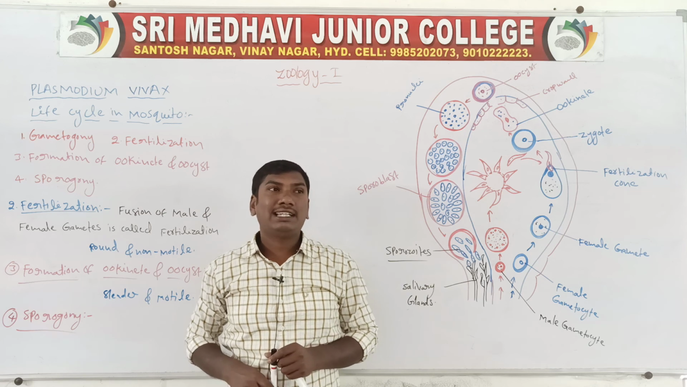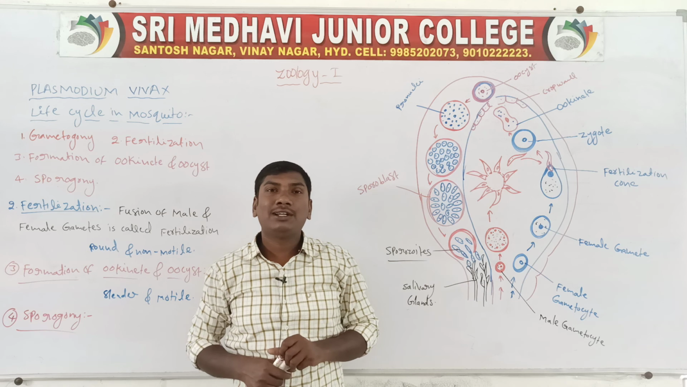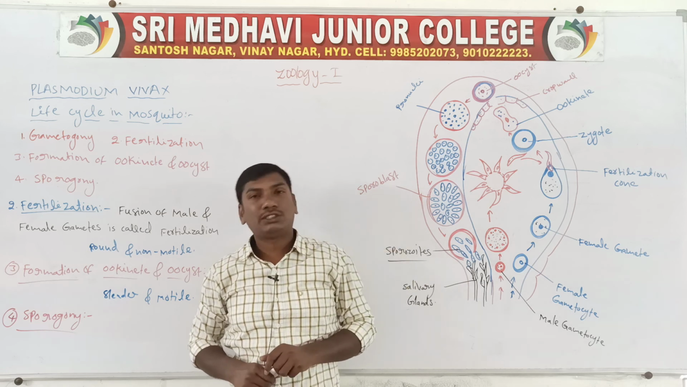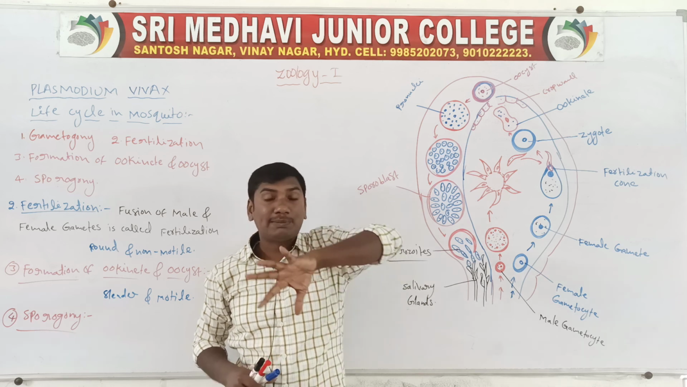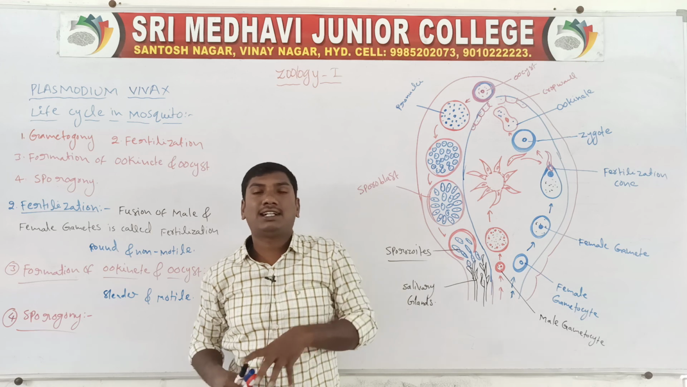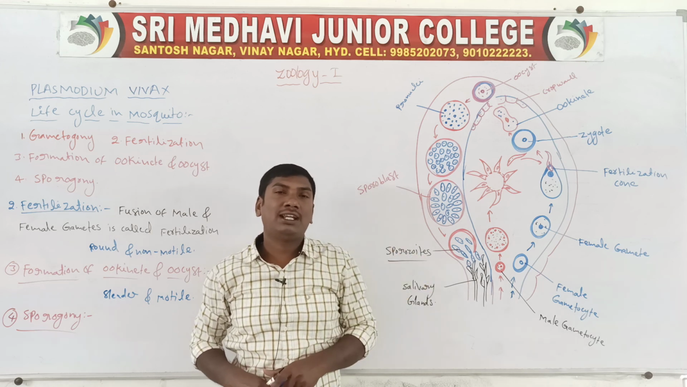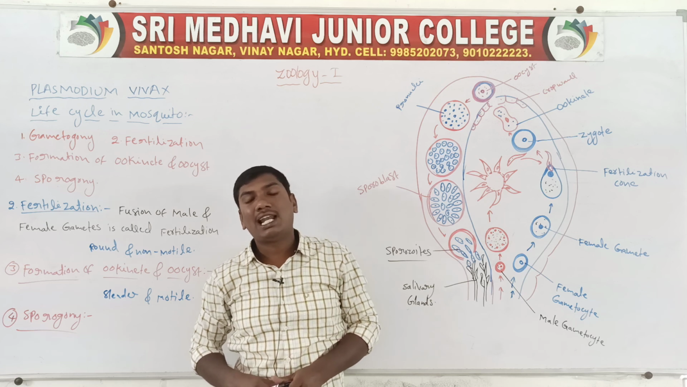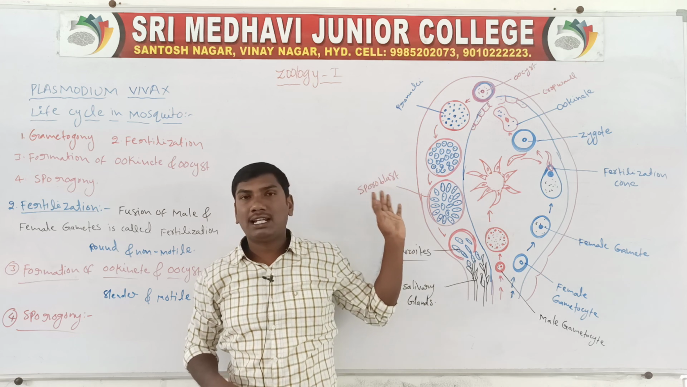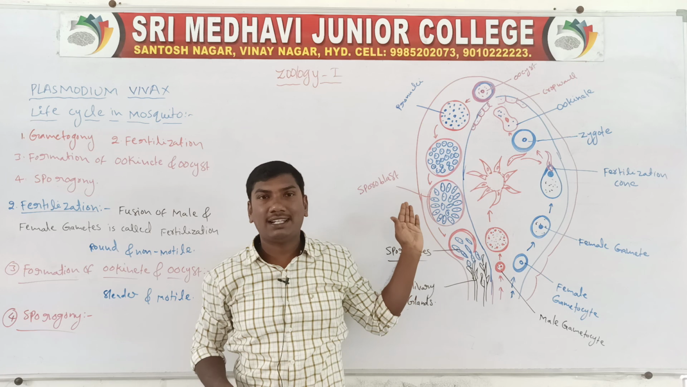Next one, prevention of mosquito bites using mosquito nets and All Out, Good Night, and similar repellents. Next one, spraying kerosene and oils on stagnant water storing places, so they kill the larva stages of the mosquitoes. This was the female Anopheles mosquito and the Plasmodium vivax life cycle in the female Anopheles mosquito.